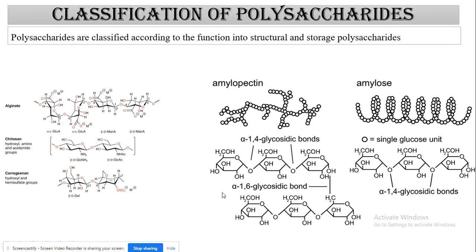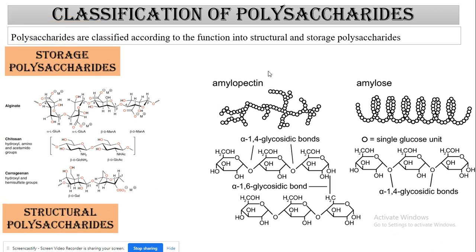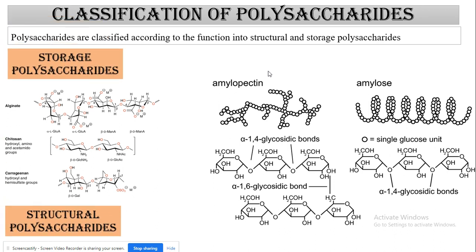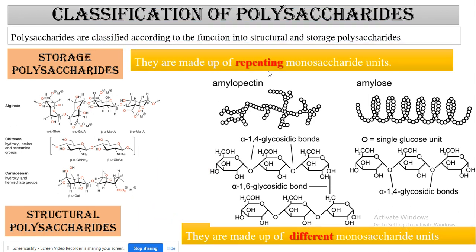Polysaccharides are classified according to the function into structural or storage polysaccharides. Either they are part of the structure, or they are storage polysaccharides. Structural and storage polysaccharides are made up of repeating monosaccharide units.